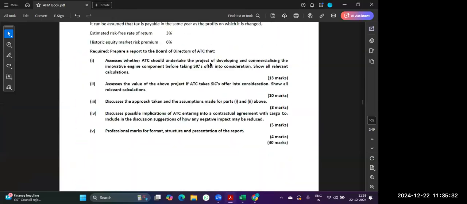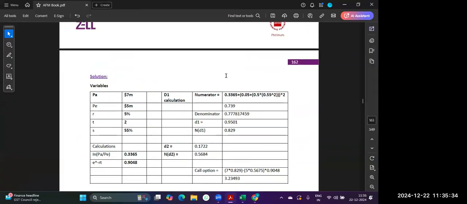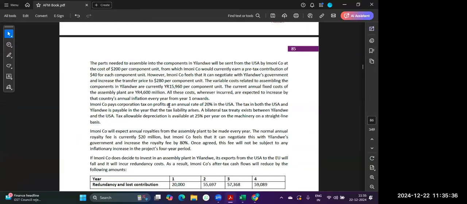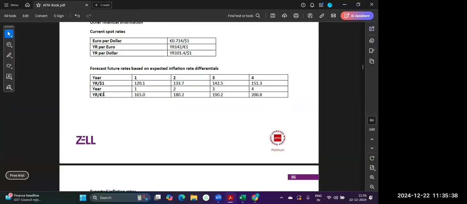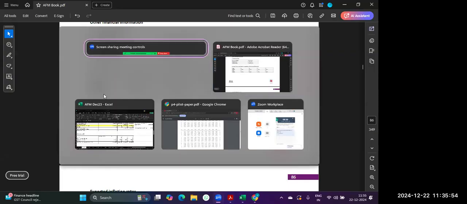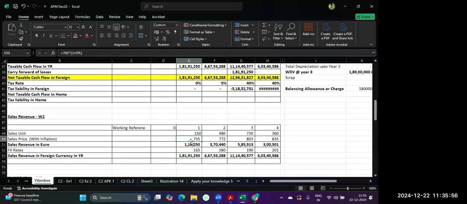Because 1 euro is 165. So it's rand per euro. So these many euros multiplied by 165 gives you rand. For 1 euro, you get 165 rands. So for this sales revenue, how many rands will you get? Simple as that. Clear?